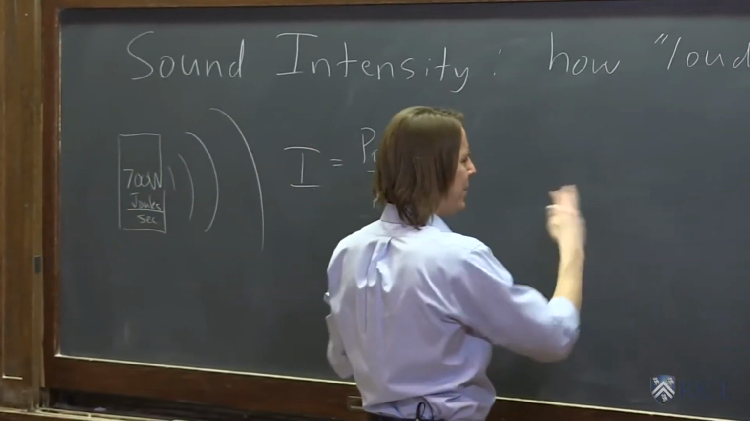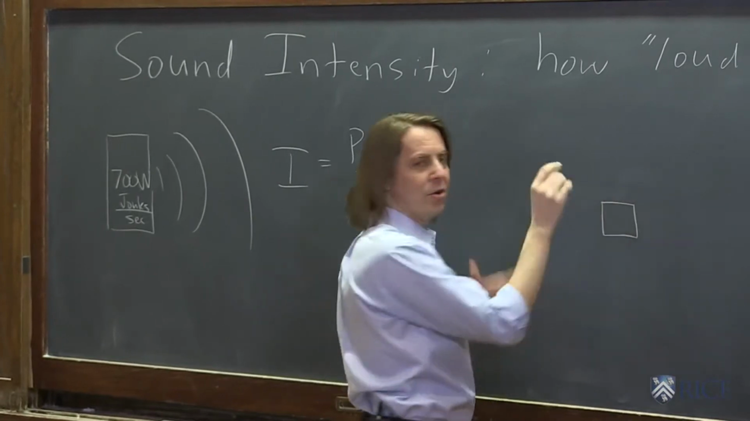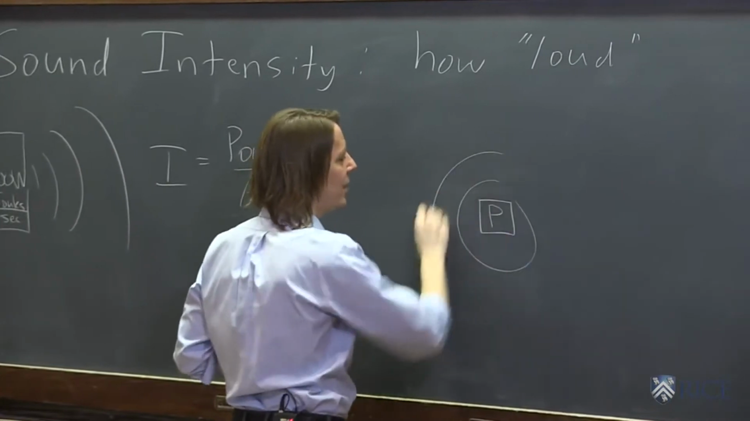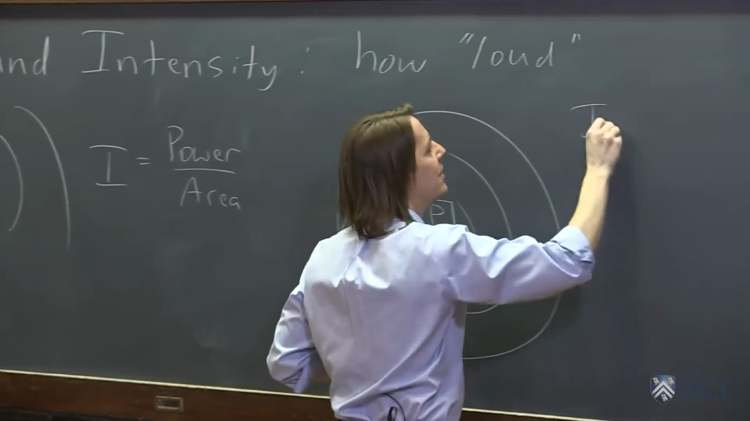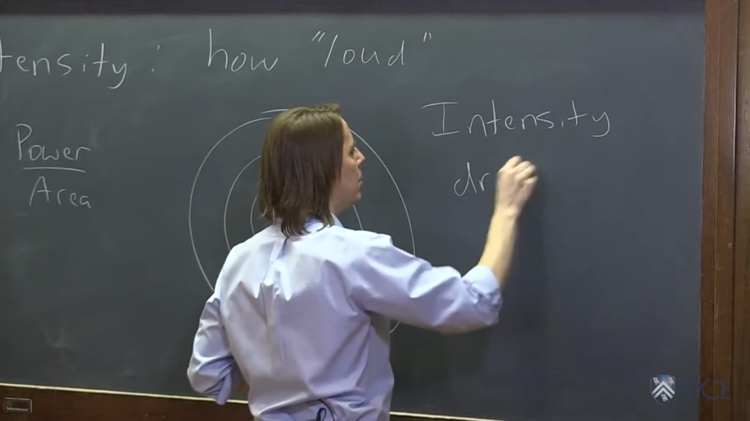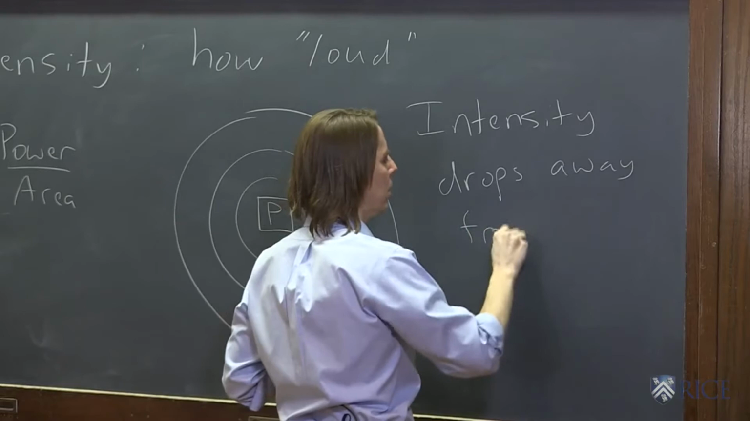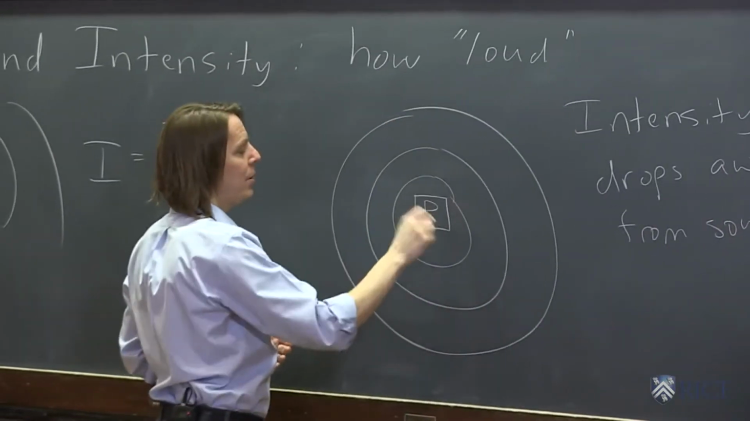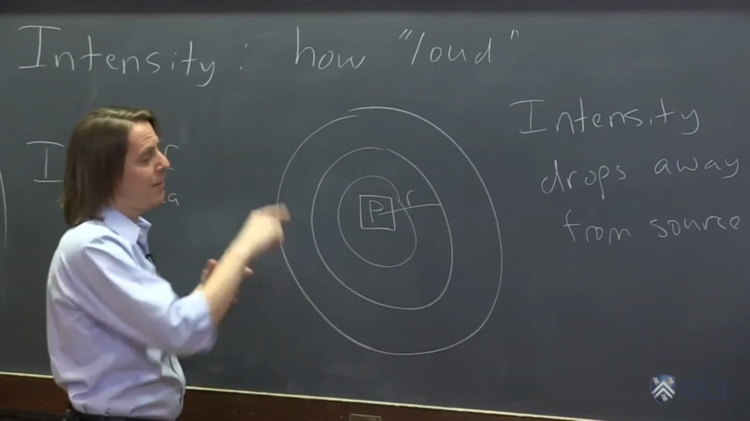And let's see, then if we think about this speaker, let me draw it again. So now if we have, say, a little speaker like this, let's have it going out in all directions. So let's say it has some power P in watts, and it's sending out a sound like this, then intensity drops away from the source. Okay, so if this were putting out a power P and you went a distance R away, it would be that power per unit area.